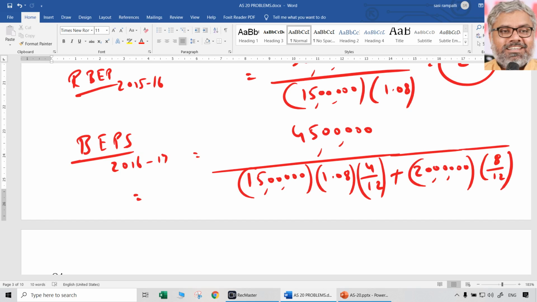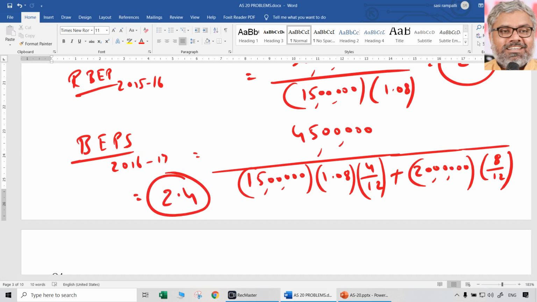So calculate the denominator first carefully. 15 lakhs into 1.08 into 4 by 12 is 5,40,000. Plus 20 lakhs into 8 by 12. So both of them put together will become 18 lakhs 73,333. But 45 lakhs is the numerator, divided by this. What is the basic EPS now for the current year? 2.4.